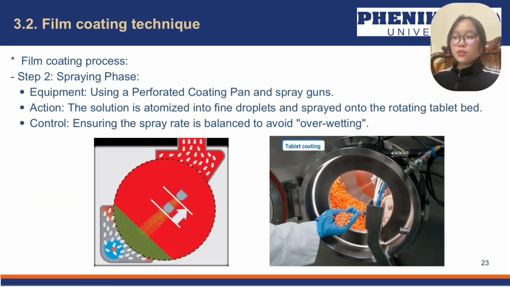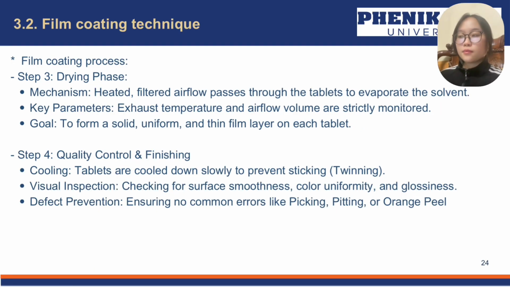Second, for step 2, it is the spraying phase. This is the heart of the process, where the liquid is atomized into a fine mist. For equipment, we use a perforated coating pan and a spray gun. We must control the spray rate carefully to avoid overwetting.